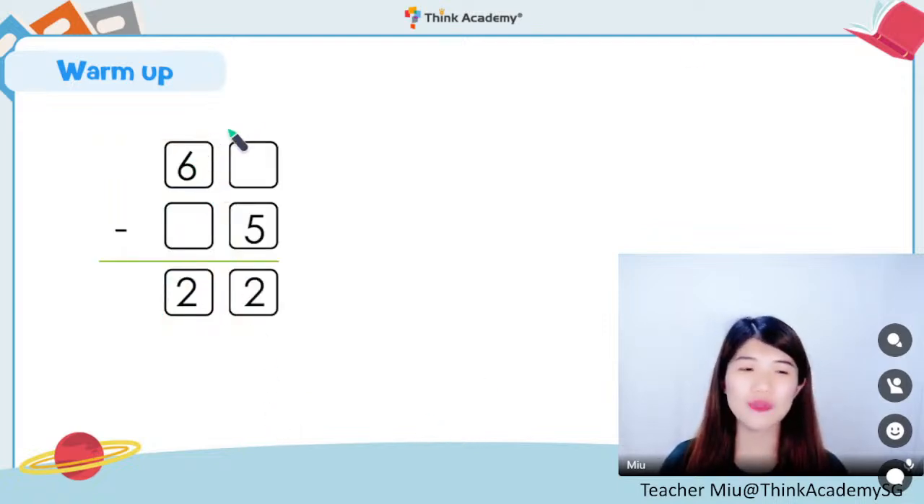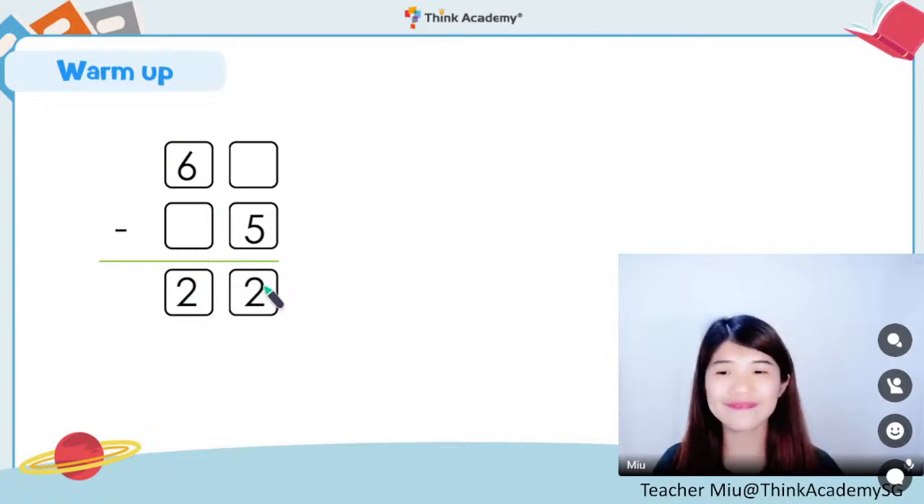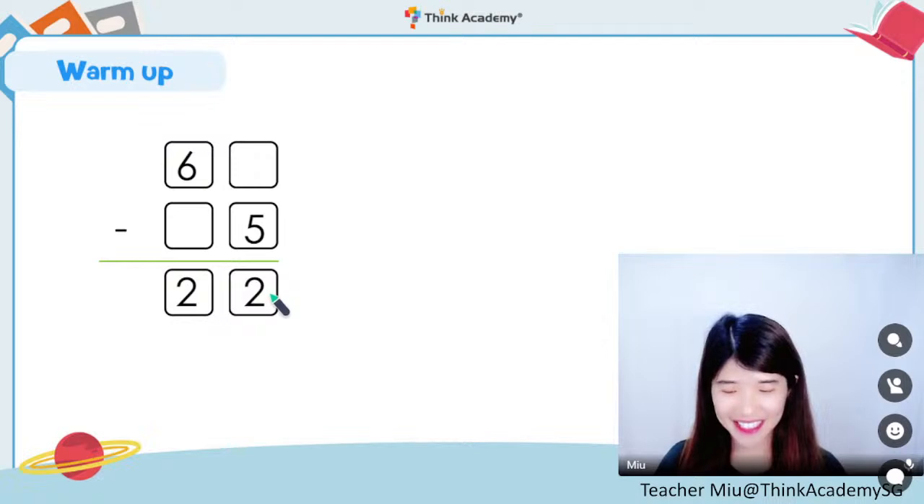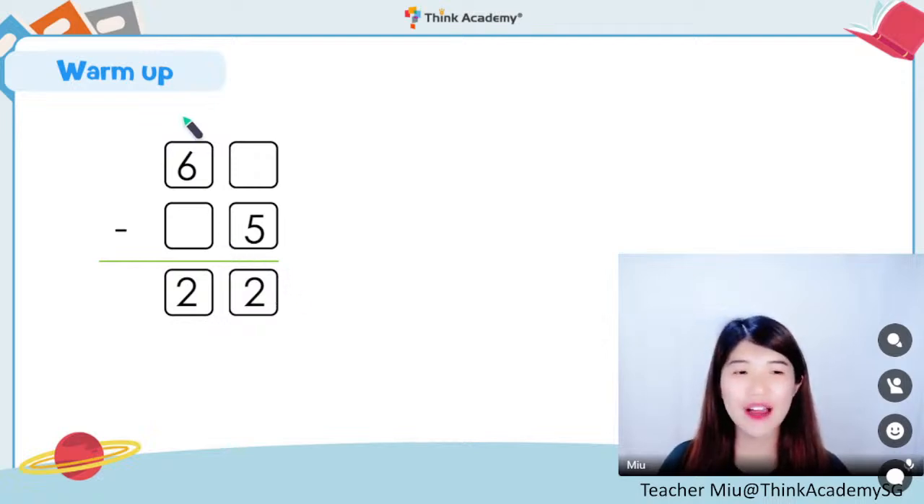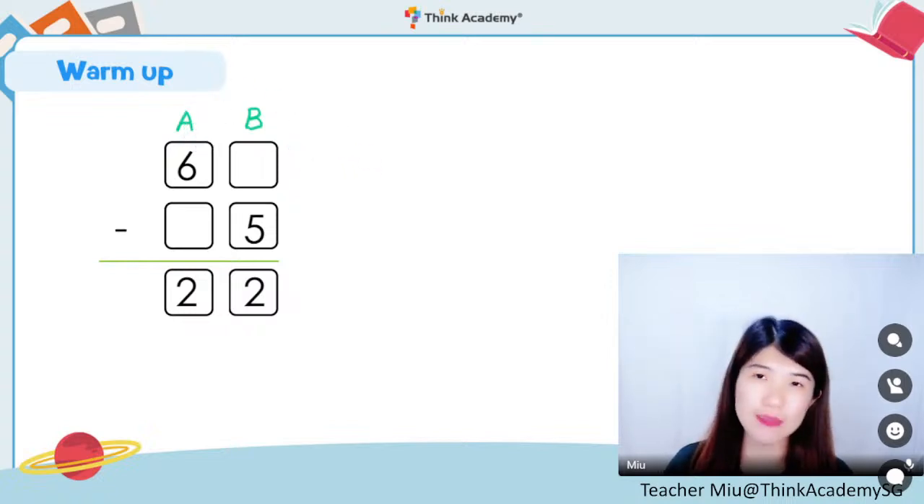We have 60 something minus something 5 that gives you 22. How can we do that? Shall I start from the tens place or start from the ones place, guys? What do you think? If you agree that I start from the tens place, give me an A. If you agree that we start from the ones place, give me a B. Tell me in the chat box. Guys, what do you think?